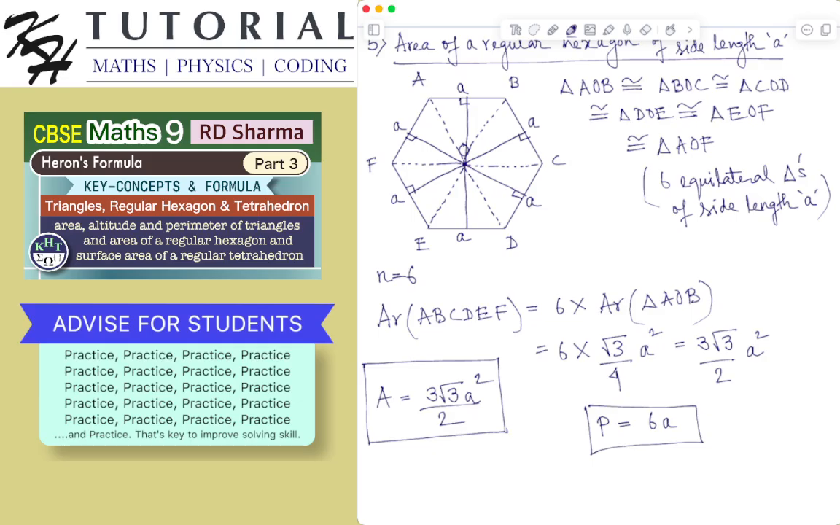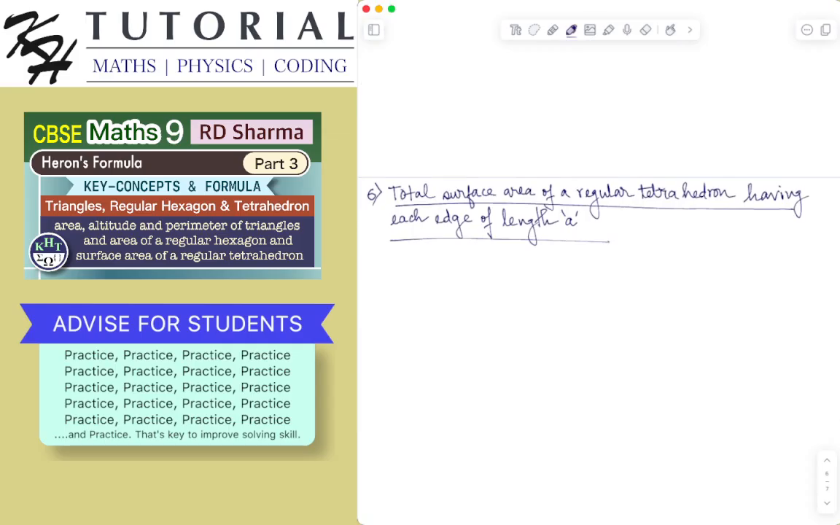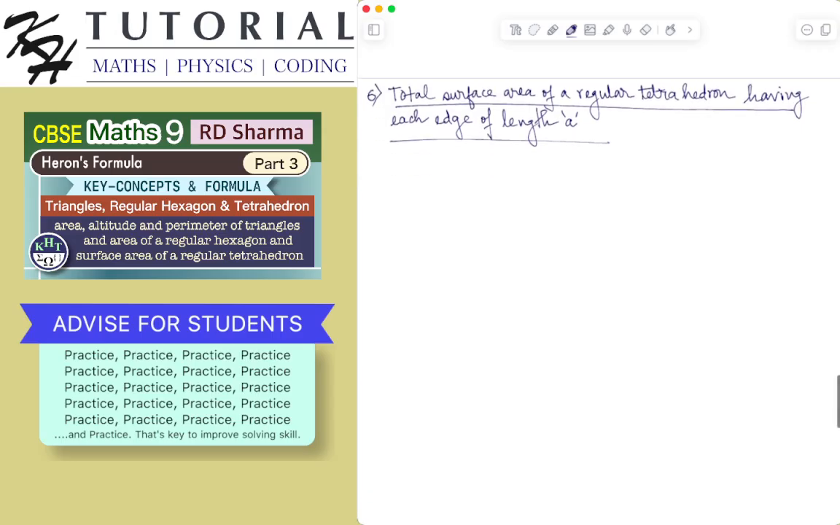Okay, now the last thing is how to find the surface area of a regular tetrahedron having each edge of length A. Now, what is a regular tetrahedron? A regular tetrahedron is formed of 4 triangular faces, where each triangle is an equilateral triangle.